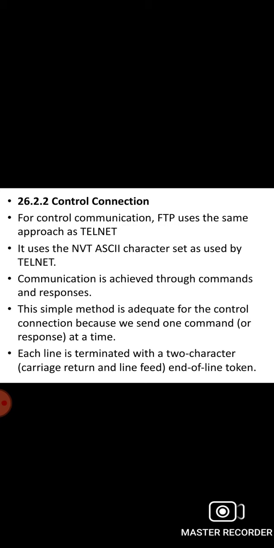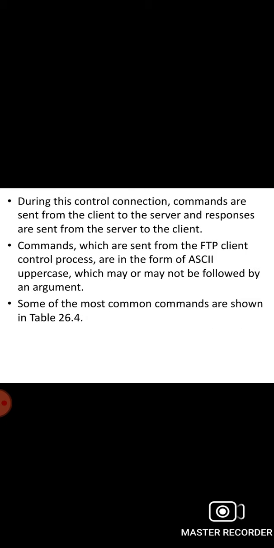For control communication, FTP uses the same approach as Telnet. It uses the NVT ASCII character set as used by Telnet. Communication is achieved through commands and responses, and this simple method is adequate for the control connection because we send 1 command at a time, and each line is terminated with a 2-character end-of-line token. During this control connection, commands are sent from the client to the server, and responses are sent from the server to the client. Commands sent from the FTP client control process are in the form of ASCII uppercase text, which may or may not be followed by an argument.